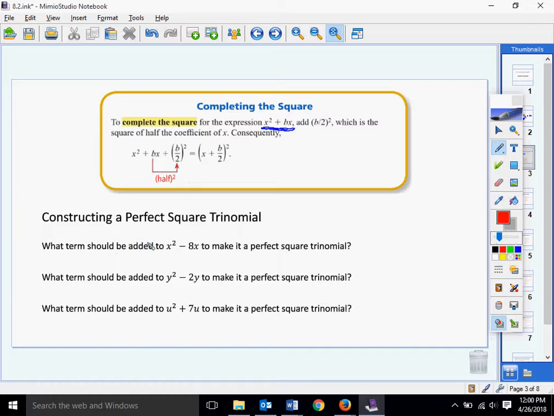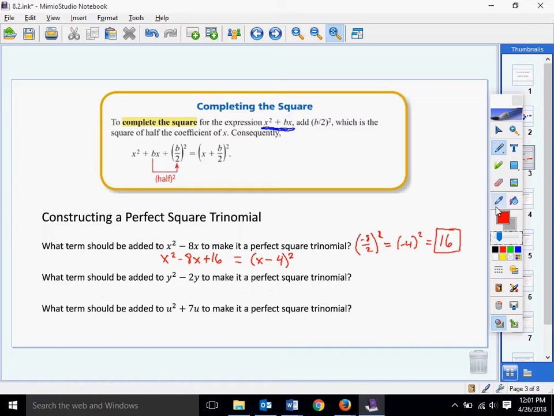So for instance here, what term should be added to x squared minus 8x to make it a perfect square trinomial? Well, you need to look at your middle term, the negative 8. You need to take half of it, and then square it. Negative 8 divided by 2 is negative 4, and negative 4 squared is 16. So the term that should be added to the end is 16, because x squared minus 8x plus 16 is the same as x minus 4 squared.